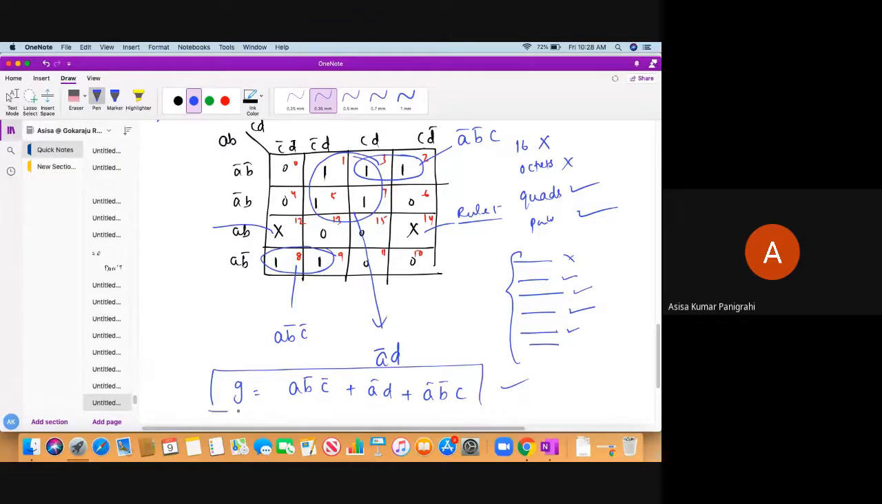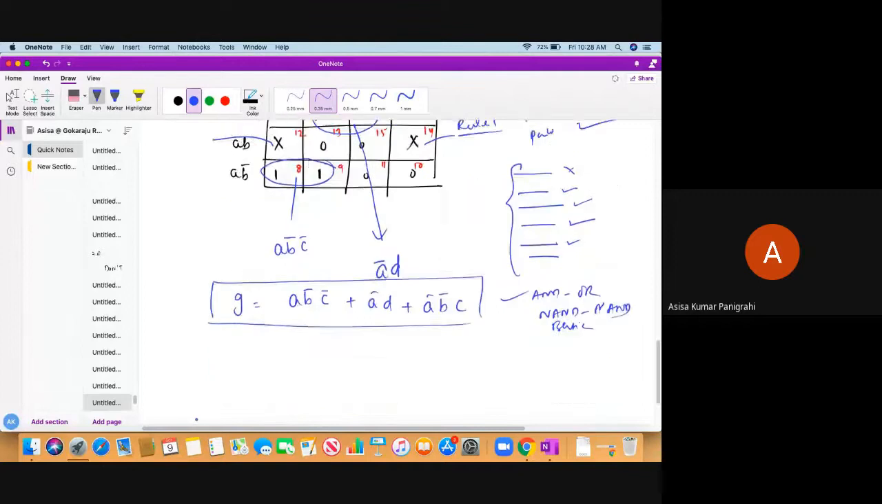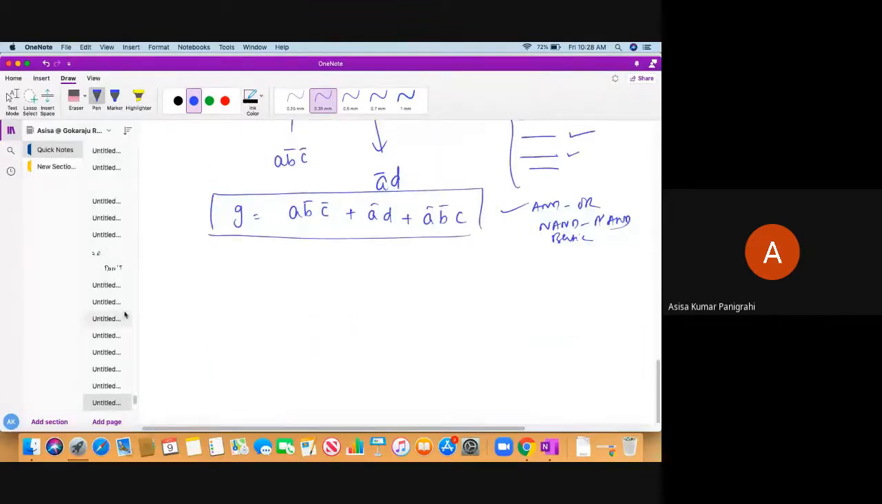I have told you it can be realized with AND-OR. It can also be realized very well with NAND-NAND. Then finally you can use the basic gates. Okay, so these are the things. So how I have used the don't cares is the important parameter here. Okay, so the next question, we'll just wind up after that with this don't care part.